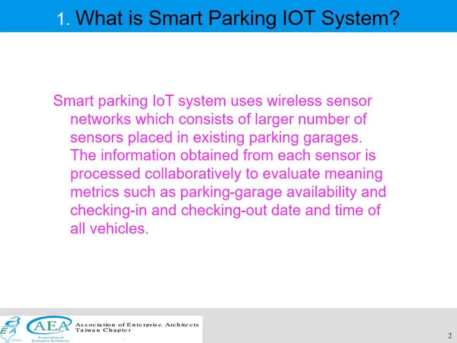Chapter 1. What is Smart Parking IoT System? Smart Parking IoT System uses a wireless sensor network, which consists of a large number of sensors placed in an existing parking garage. The information obtained from each sensor is processed collaboratively to evaluate meaningful metrics such as parking garage availability, and check-in and check-out date and time of all vehicles.